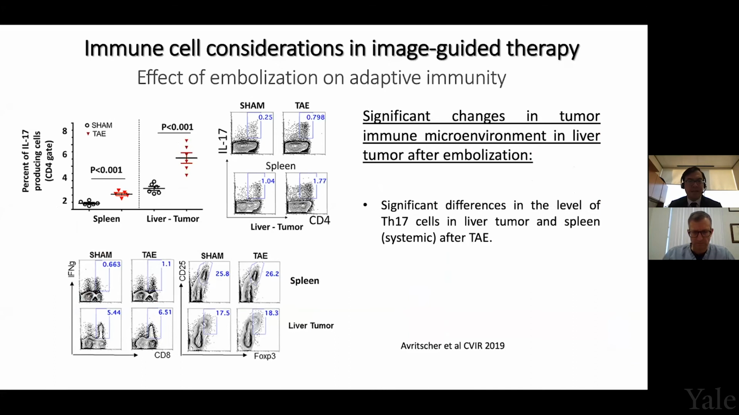This is a study that I published earlier, just to show the IL-17 and Th17. These are T cells, a very specific group of T cells that get attracted into the environment after embolization, and this study that we published demonstrated that it's one of these cells that gets attracted the most after embolization, and it mostly also plays an immunosuppressive role.